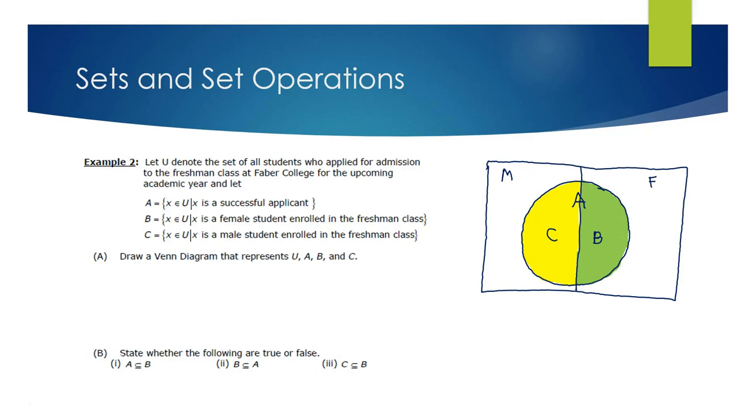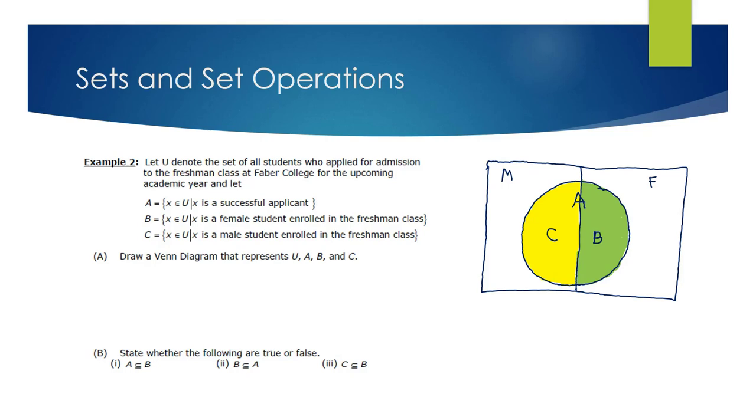Set A is represented by the entire circle. Now that circle is partially in the male part of this universal and partly in the female. And of course, B and C would be those sets in there, where B is the right-hand side in green, C is the left-hand side in yellow. So that represents the circumstance here.